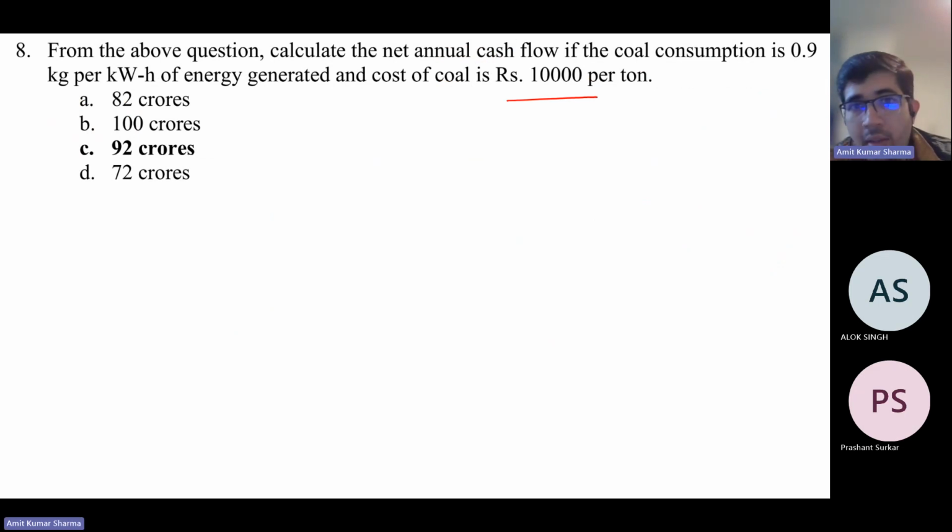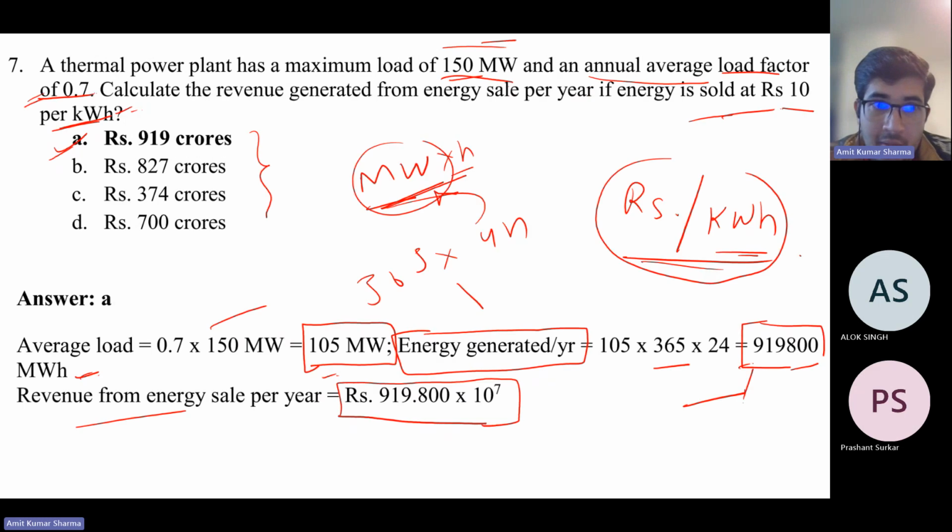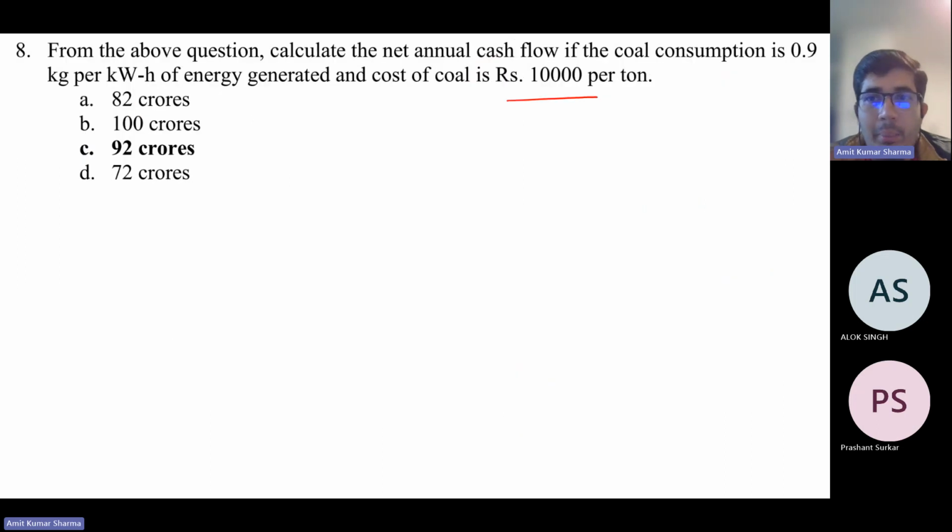Because you have been given 0.9 kg per kilowatt hour of energy generated. So 0.9 kg of coal is required for each kilowatt hour of energy. So you have generated 9,19,800 megawatt hour of energy. Just multiply these, but be careful with units, because that is in megawatt hour and this is in kilowatt hour. So you will find out the amount of coal required per year.